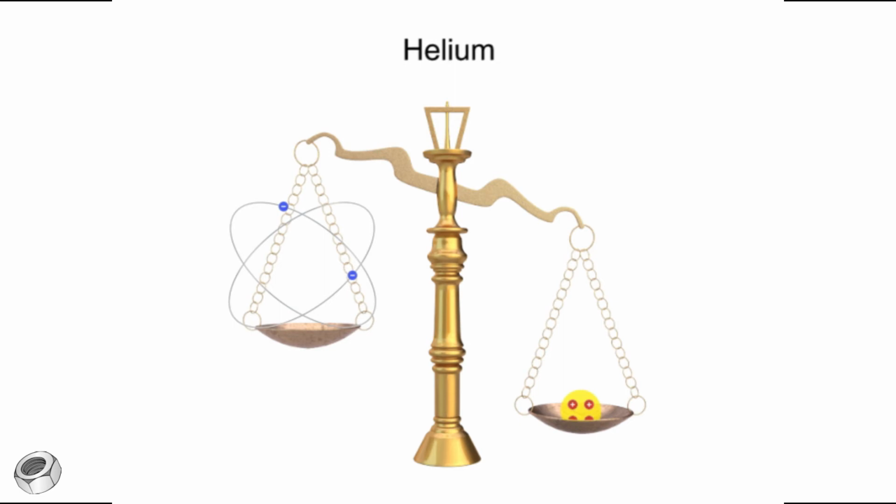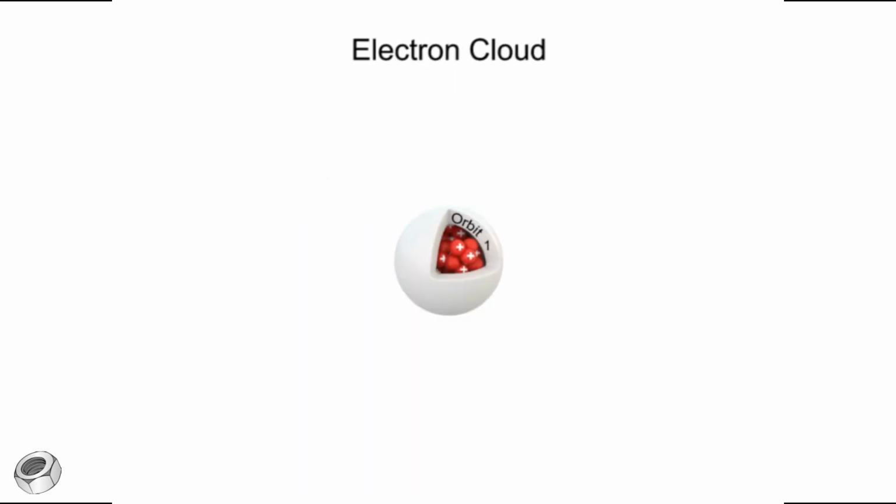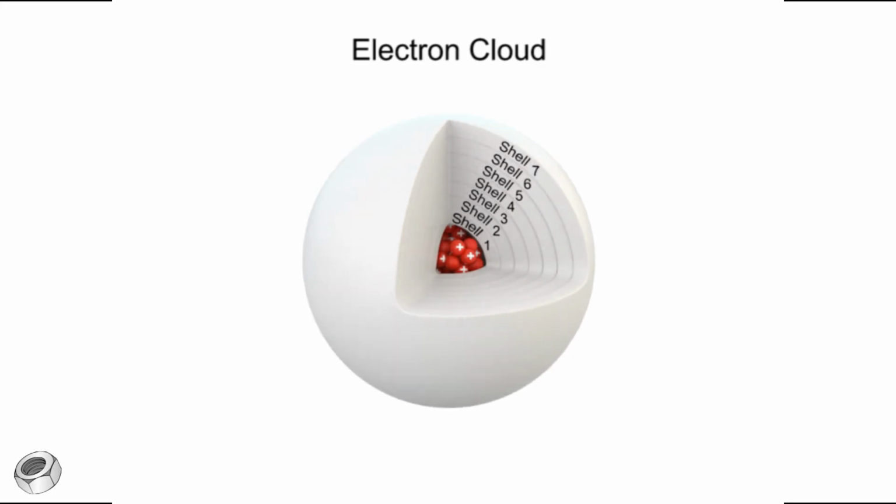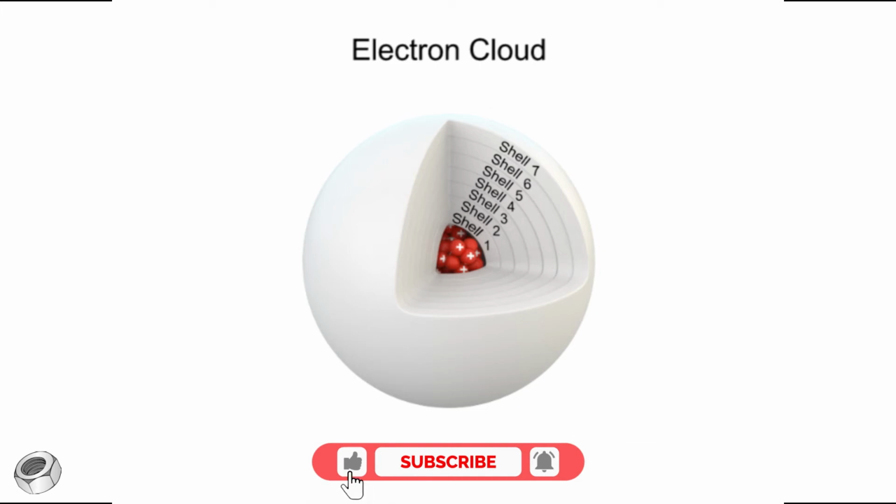Electrons are arranged in the electron cloud by the distance of their orbit from the nucleus. These orbital layers are also referred to as shells. Each shell can hold only a certain number of electrons.